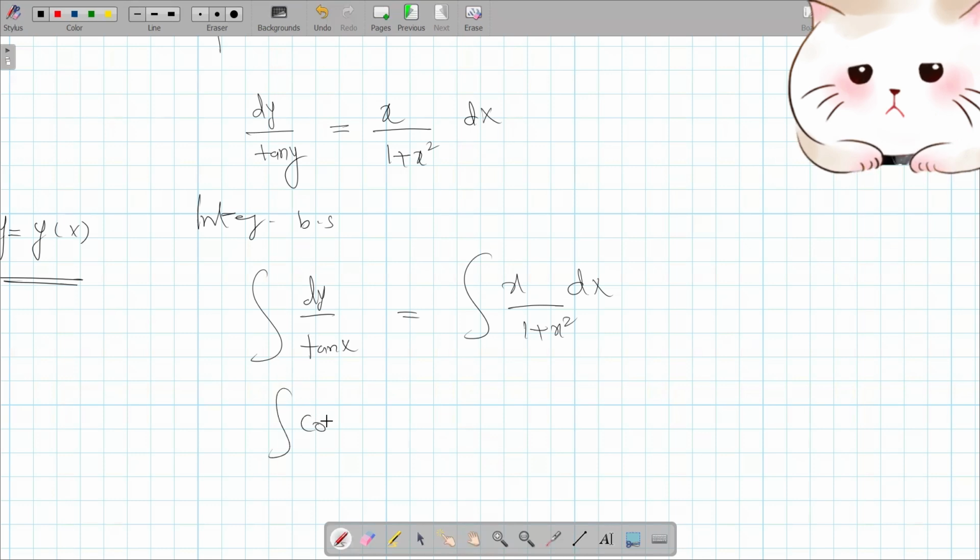So how do we integrate 1 over tan x? We will bring sin x in the denominator, then it will become cot x. What is the integration of this? You know this. 2 times 1 plus x all squared.